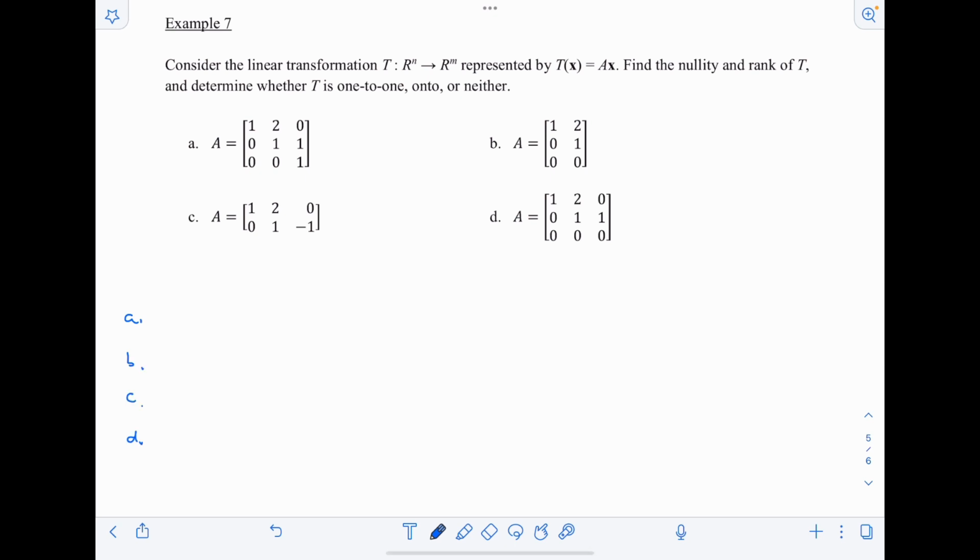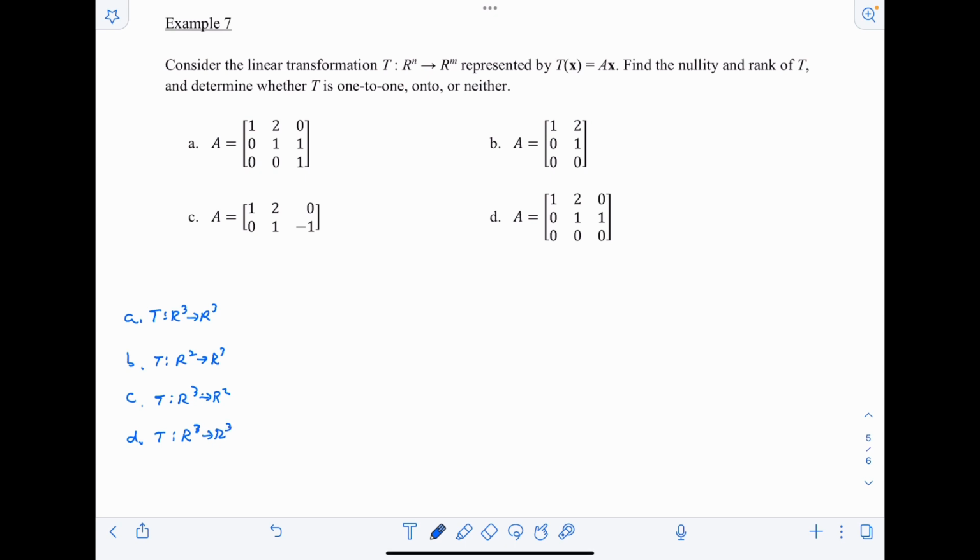And A is going to be the transformation mapping R3 to R3. B is going to be a transformation mapping R2 to R3, columns to rows. So 2 columns to 3 rows. C is going to be a transformation of 3 to 2. And D is a transformation of 3 to 3. All right.